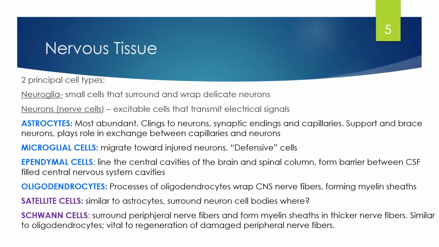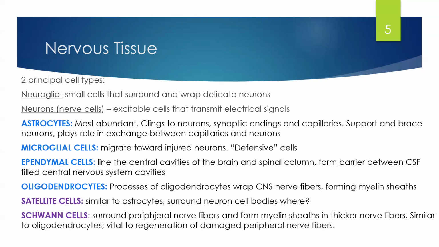Astrocytes, these are the most abundant. And again, they are found in the central nervous system. These cling to neurons, synaptic endings, and capillaries. And then these support and brace neurons. And they play a role in exchange between blood capillaries and neurons.